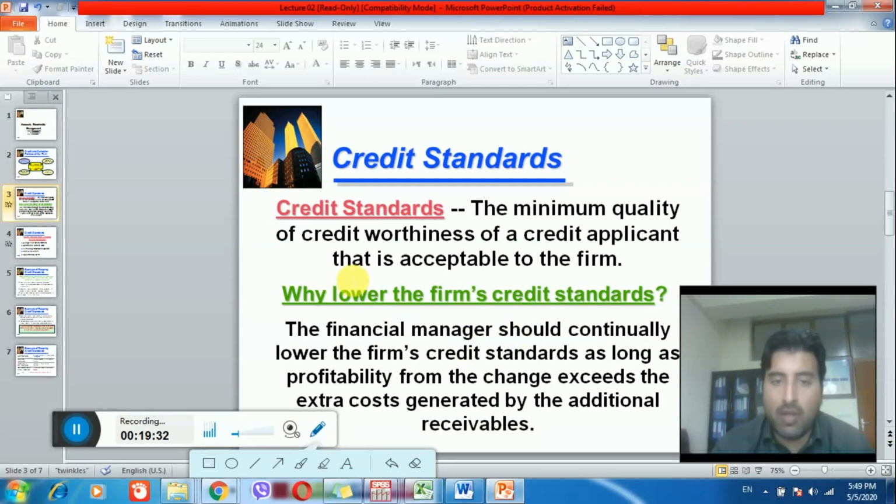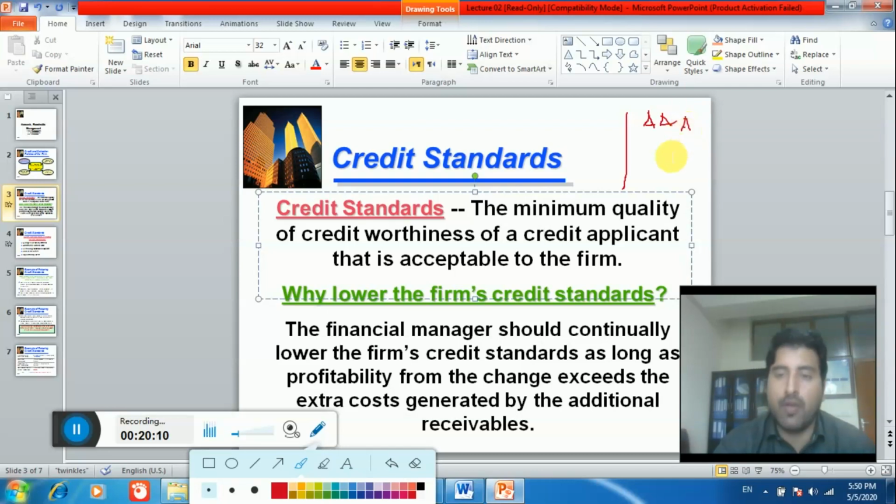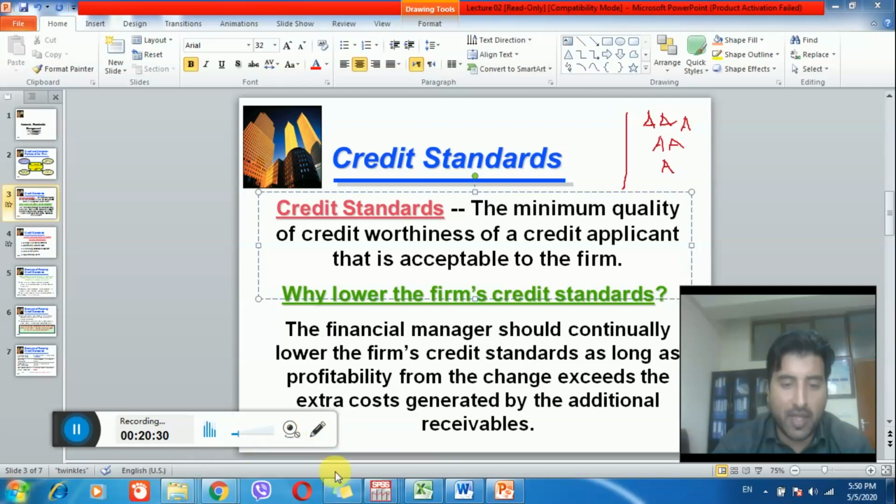Now we start with to whom we sell. We analyze the quality of credit standard, or the quality of the customers. What do we mean by credit standards? Let me explain the credit standard very briefly. Dear students, for example, look into this line. We have AAA, and we have 2A, and we have 1A. What does this mean? Let me explain it, or better, I should explain it in Excel here.